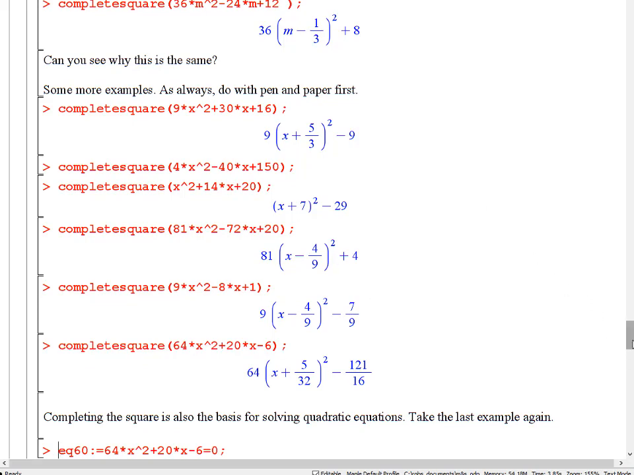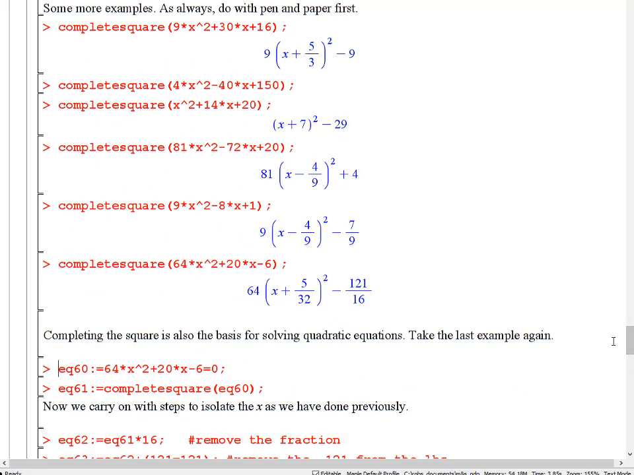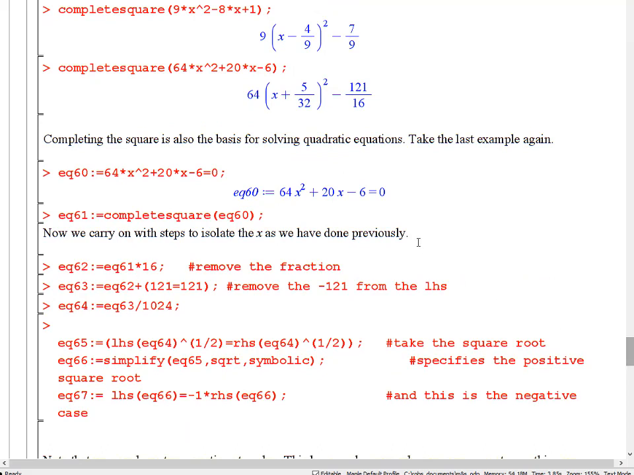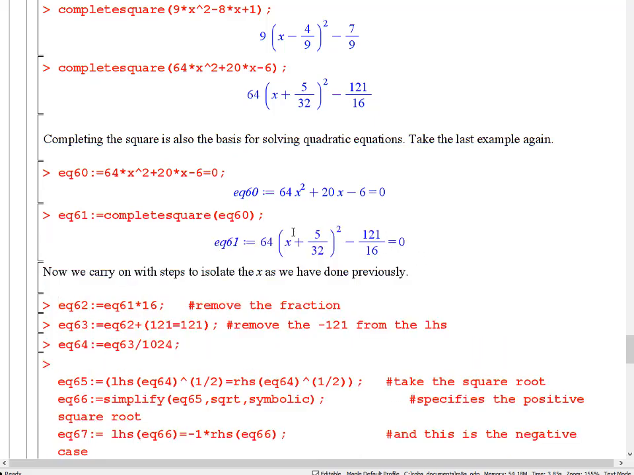Okay, so completing the square is also the basis for solving any quadratic equation. So if we take the last one we did, the last example, which is this one, let's say I want to solve that equation. So now I've taken this and said this is equal to 0. If I want to solve that and find what value of x makes that true, one way of doing it is to complete the square on the left hand side to find this. And now I can solve that using the golden rule step.